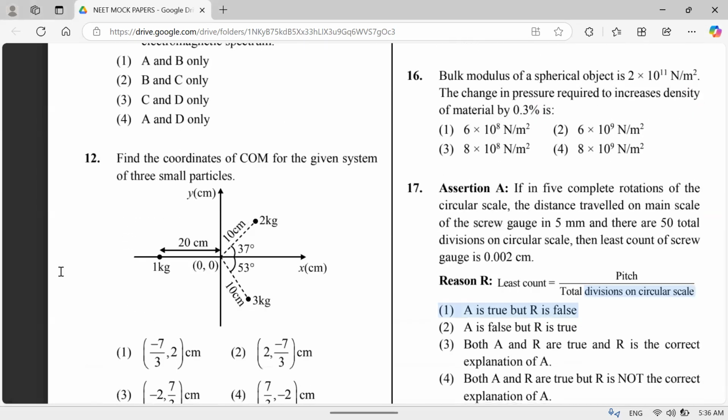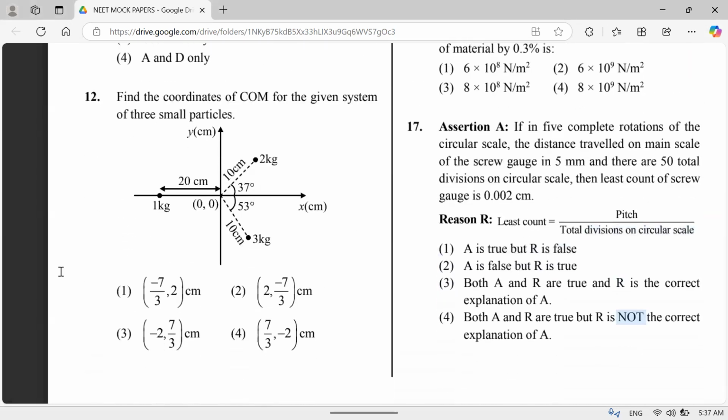Next one is elasticity, the 17th one. If in 5 complete rotations of the circular scale, the distance traveled on the main scale of the screw gauge is 5 mm and there are 50 total divisions on the circular scale, the least count of the screw gauge will be equal to how much? How do you calculate the least count?